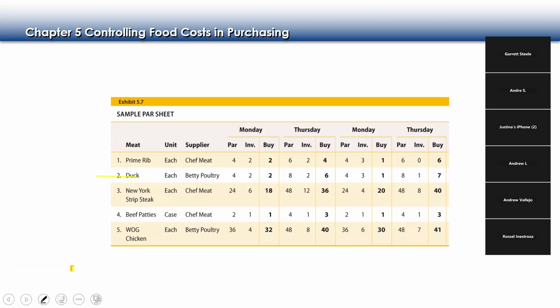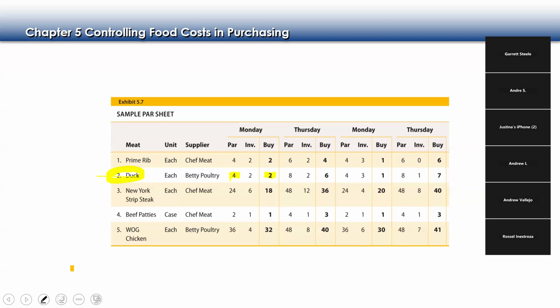All right. So we look at our duck right here. The par is 4, so I need to have 4. I go into my inventory, I've got 2 in there. So that means I'm only going to order 2, so that when that truck comes and drops off, I'm going to be up to par 4.